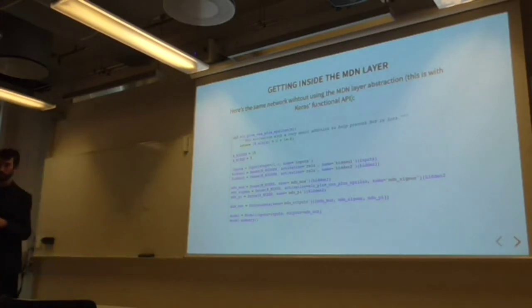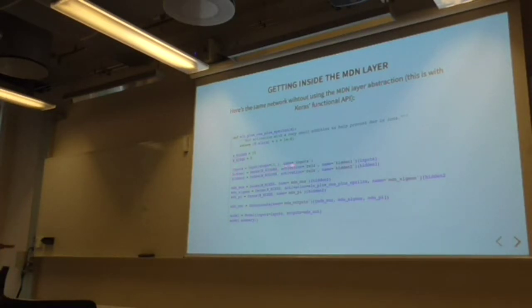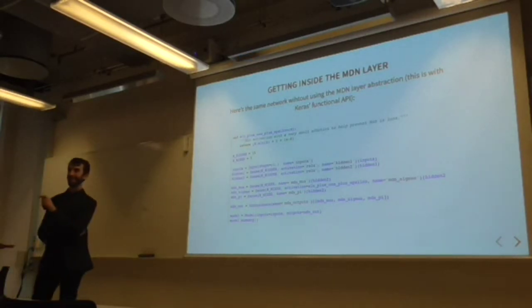But if we don't want all those special features, it's not that hard to just code up an MDN in Keras using the functional API by yourself. So I'm just going to read this along with us. We start out with our input layer. Has anyone used the functional API in Keras before? Hands up. There's a few nods. 2 nods. Does anyone use the sequential API in Keras? More nods. Does someone not know what I'm talking about when I say Keras? What is Keras? Keras is this deep learning library, right? Everyone knows what Keras is, right?